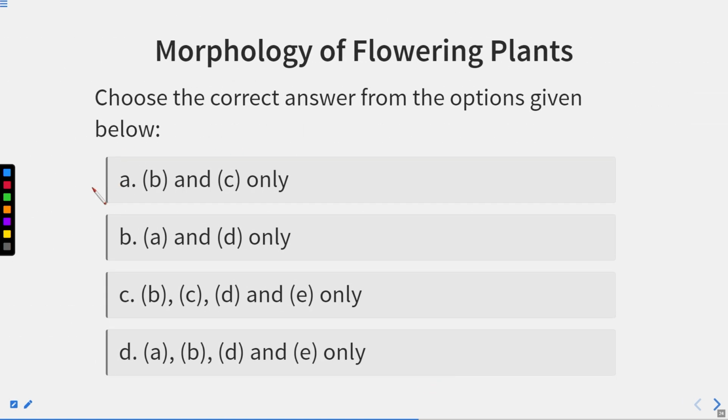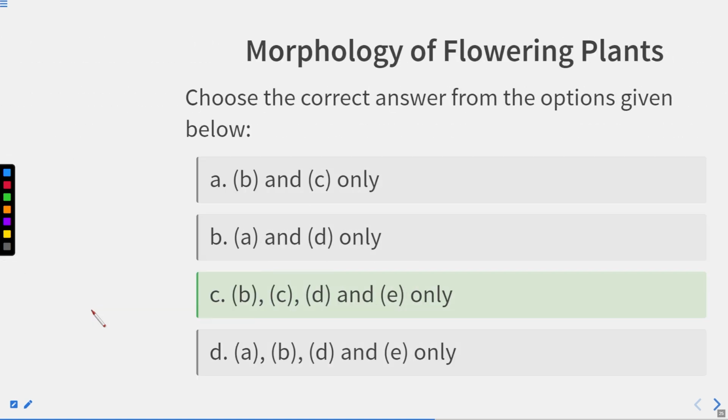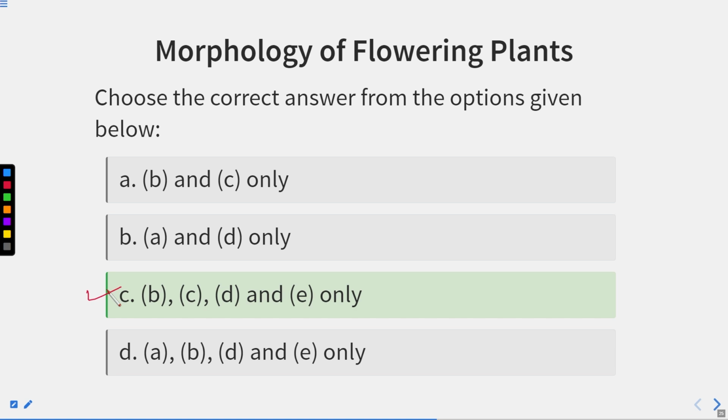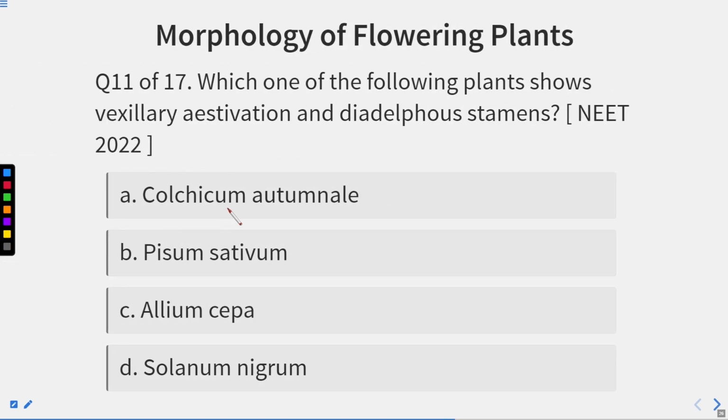So these are the options: B and C, A and D, B, C, D and E, and A, B, D and E. Option C is the correct answer. Only A is the wrong statement. All the others are correct statements. The next question is, which one of the following plants shows vexillary estivation and diadelphous stamen? This is a very straightforward question. Vexillary estivation is a unique feature of members of Papilionaceae.